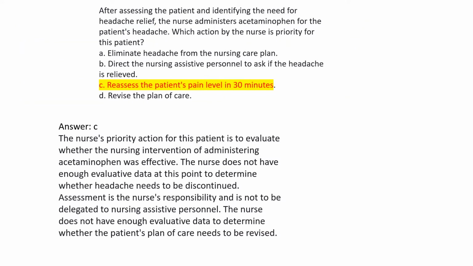Answer C. Reassess the patient's pain level in 30 minutes. The nurse's priority action for this patient is to evaluate whether the nursing intervention of administering acetaminophen was effective. The nurse does not have enough evaluative data at this point to determine whether headache needs to be discontinued. Assessment is the nurse's responsibility and is not to be delegated to nursing assistive personnel. The nurse does not have enough evaluative data to determine whether the patient's plan of care needs to be revised.